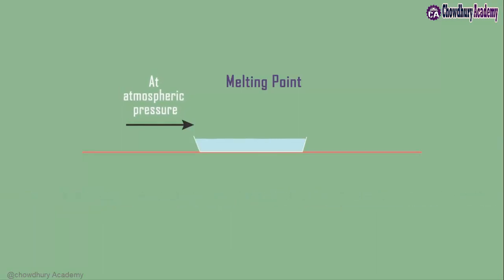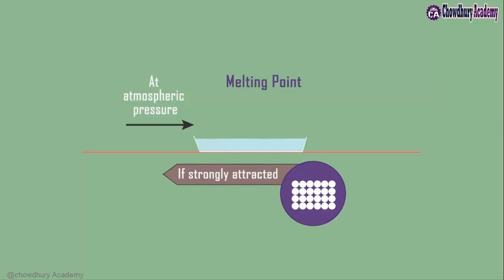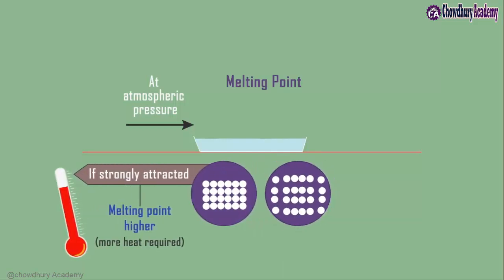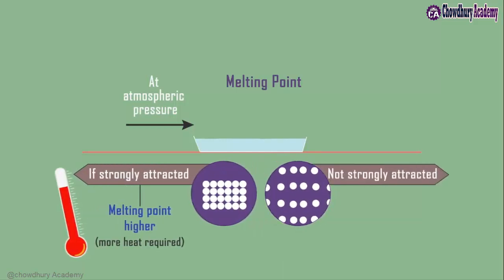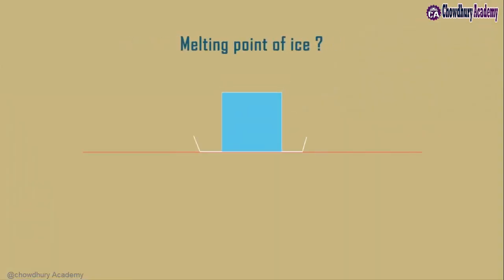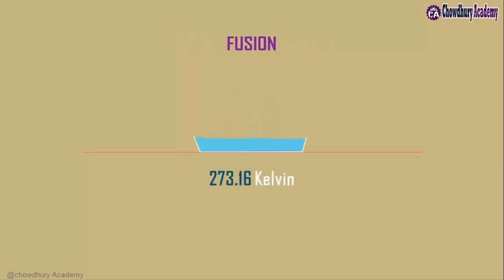The melting point indicates the strength of the force of attraction between its particles. If the particles are very strongly attached, the melting point will be higher as more heat would be required. If the particles are not so strongly attached, then the melting point will be relatively lower. Do you know what the melting point of ice is? It is 273.16 Kelvin. This process of solid changing to liquid is called fusion.